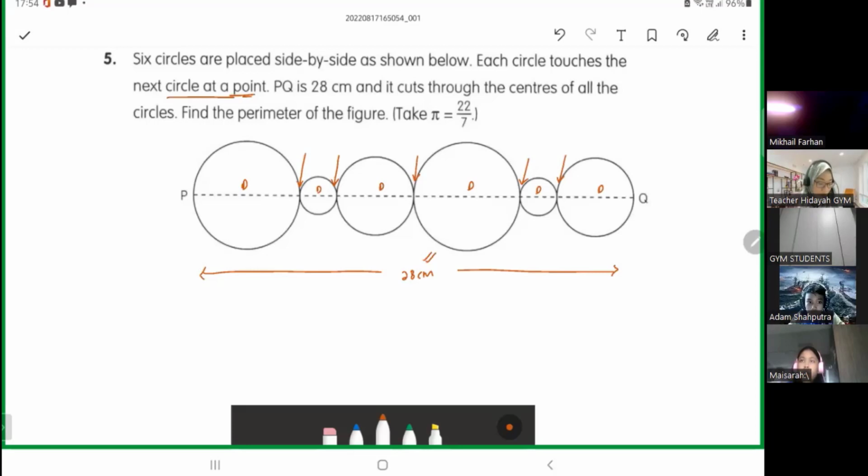Find the perimeter of the figure. They want the figure. If you want to find the perimeter of each circle, it is impossible because you do not know how big each diameter is. All you know is the total. So to find the perimeter of the figure, you simply take pi times the total diameter. That equals 22/7 times 28. You divide by 7 and you get 88 cm. That's all.